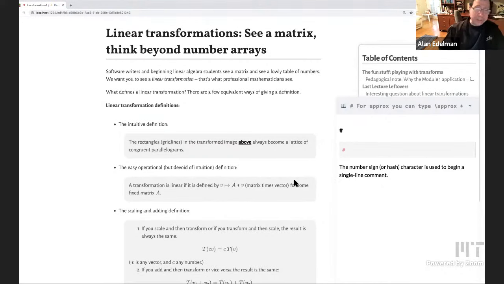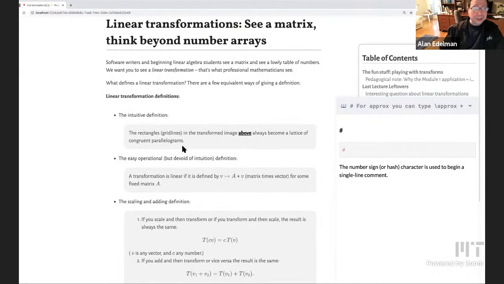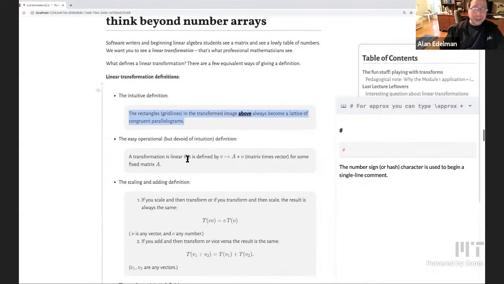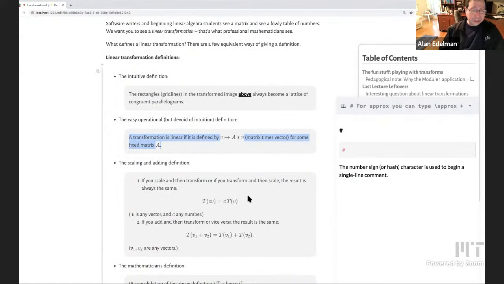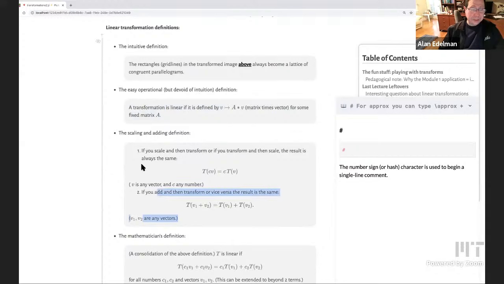Here are a few definitions of what a linear transformation can mean officially. You always have to have 0 going to 0, but other than that, the rectangular grid lines become a lattice of congruent parallelograms. That would be a perfectly good operational definition. Another, algebraic operational definition, which is sort of backwards from the way I wish people would think, is that the transformation is linear if it could be defined with a matrix times a vector.